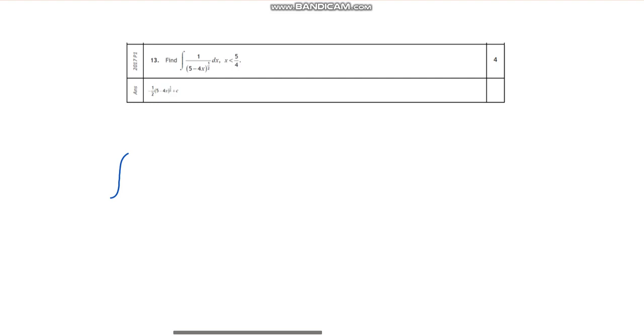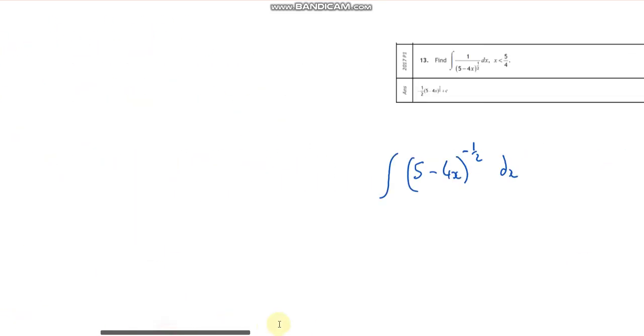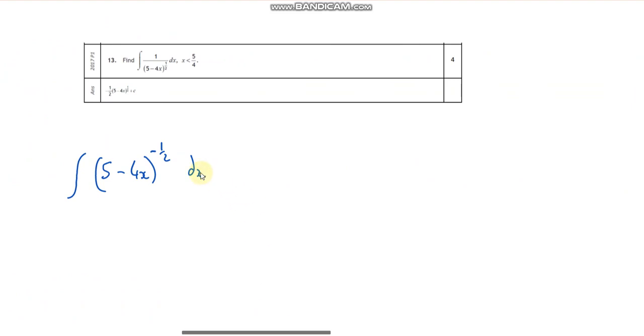So we'll get our integral sign in, and I'm going to have 5 take away 4x to the negative half. So I'm setting up my integral, and I'm integrating with respect to x. I just suddenly realised, oh, I thought I forgot that on the last one, that's good. dx, fantastic. So what are we going to do?